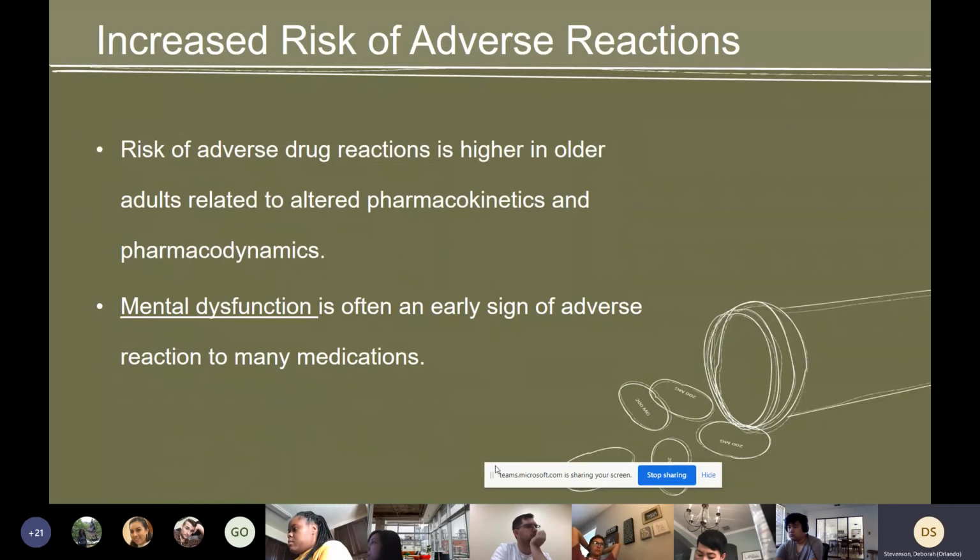One of the things here that's important is mental dysfunction is really an early sign of many adverse reactions to medication. So if your patient has been taking some medication and there's something going on mentally when you're doing your level of consciousness checks for that patient, their orientation status, think about: did they just receive a new medication, or have they been taking one medication so long that now those adverse reactions are beginning to be a problem for them? So mental dysfunction is truly often an early sign.